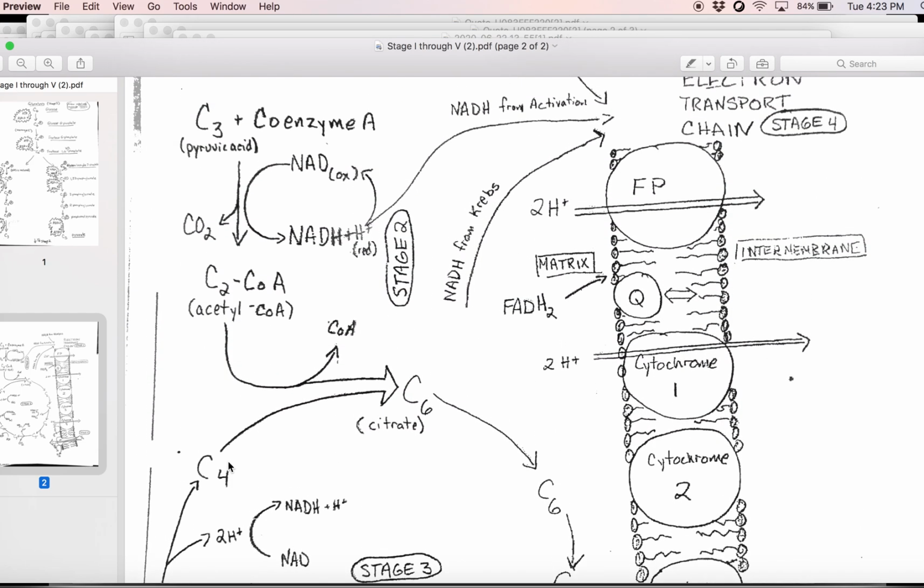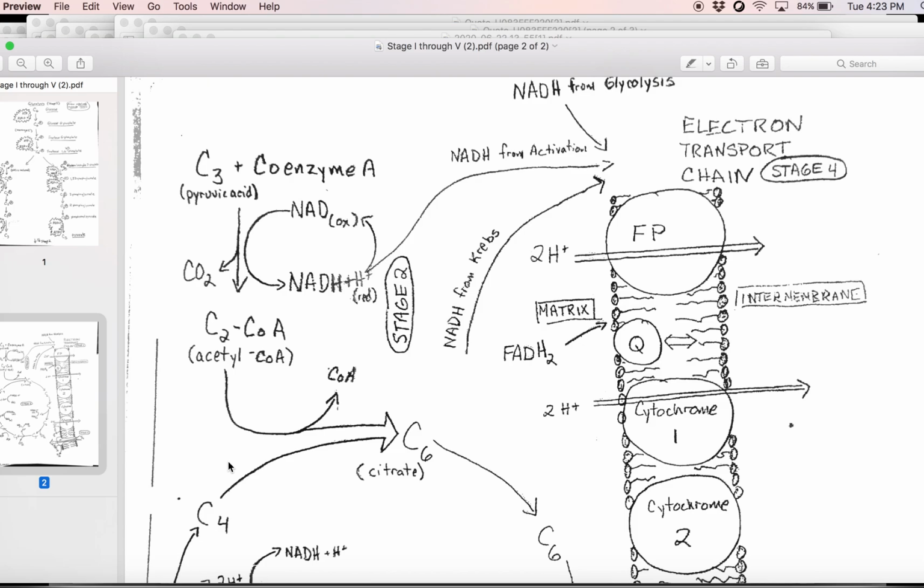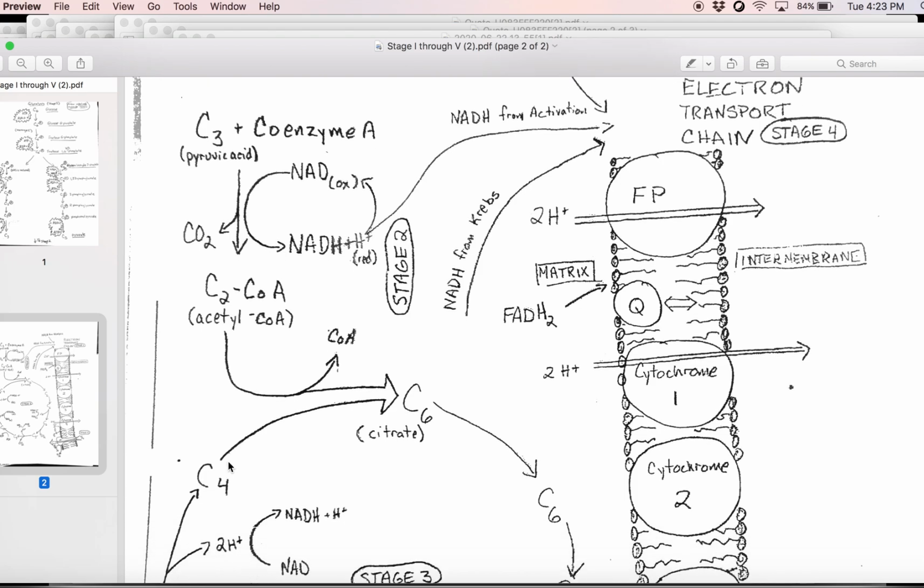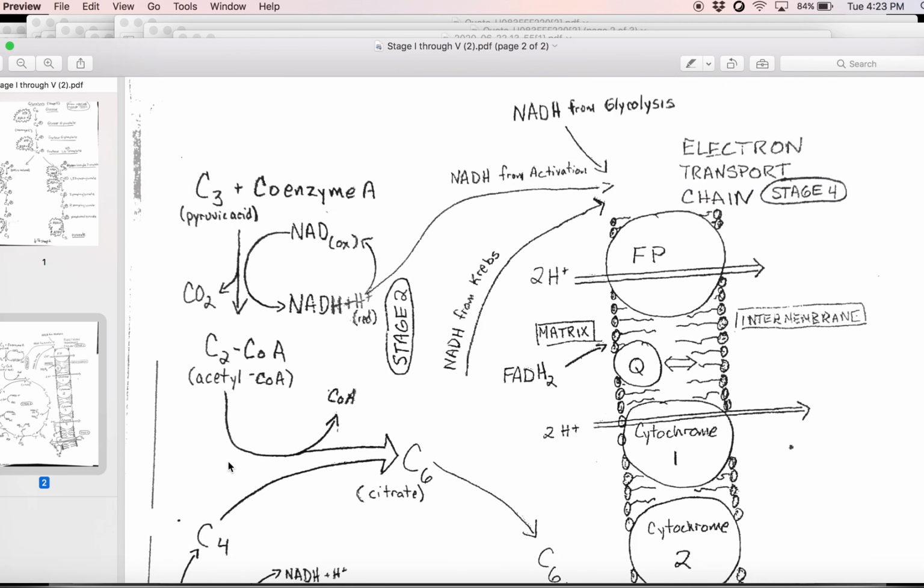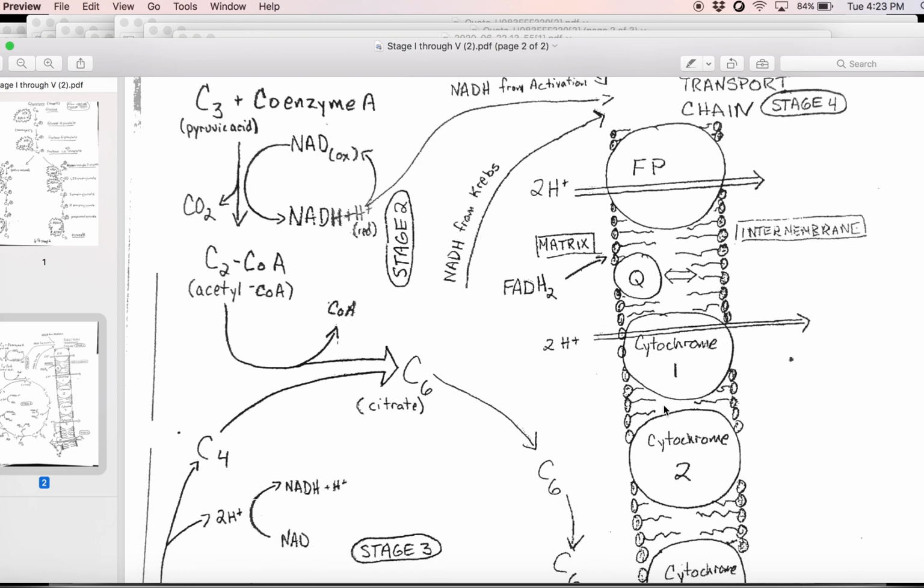Now, all those NADHs and FADH2s, we're going to use them in the electron transport chain. This happens on the inner mitochondrial membrane, where this is the matrix side, this is the intermembrane space, and way over here would be the outer mitochondrial membrane. So this is the space between the two membranes, the intermembrane space, not inner, not two N's, not INN, but INT, intermembrane, between membrane space. Okay.